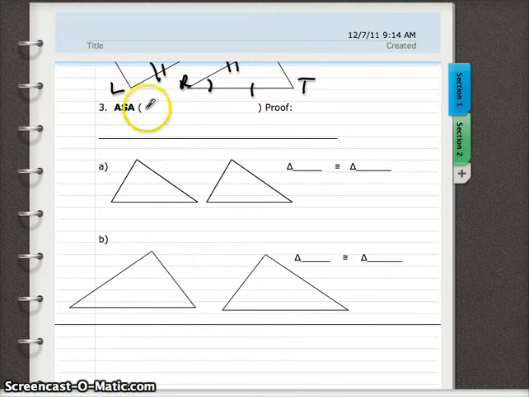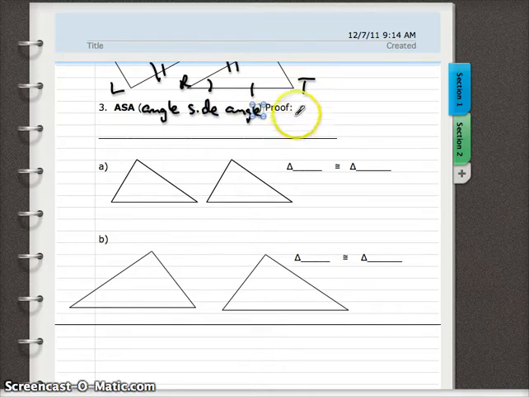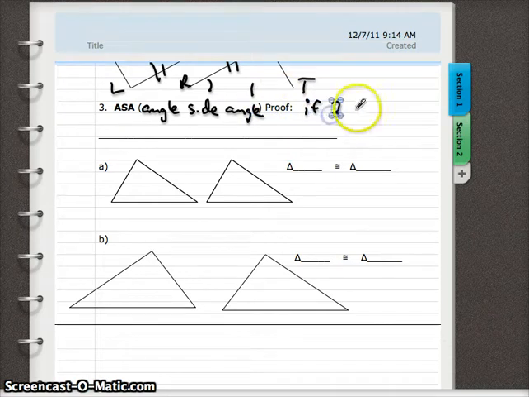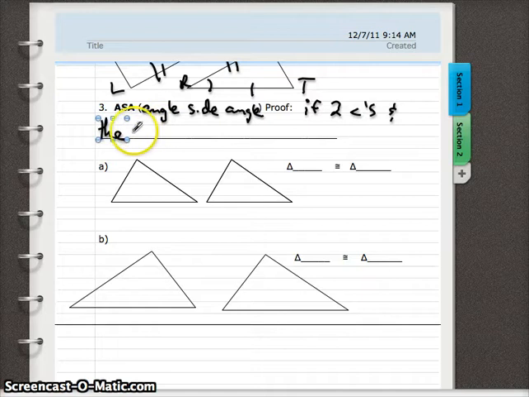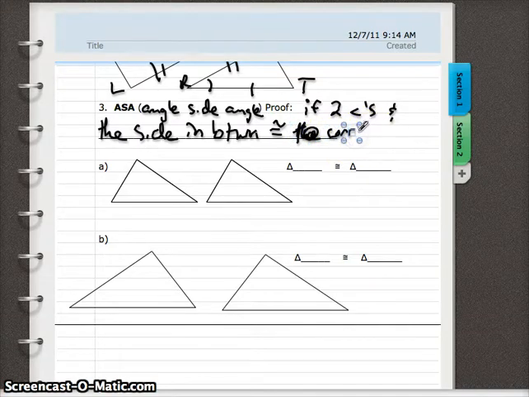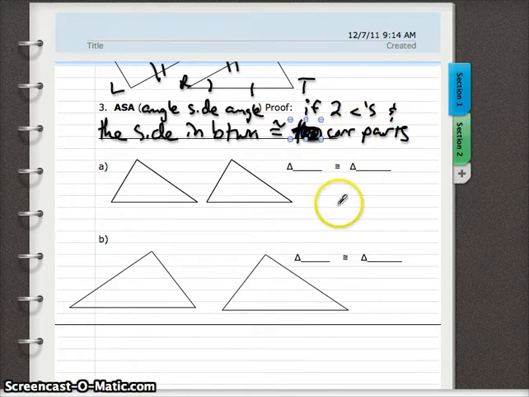Hopefully you can figure out what this means. It's angle, side, angle. And hopefully you have an idea of what the definition of that is. If two angles and the side in between, so as long as there's a side in between two angles, side in between are congruent to the corresponding parts of the other triangle, right? To the corresponding parts. Then we can say that the triangles are congruent. That's a 2 right there, ASA. So let's see what that looks like.